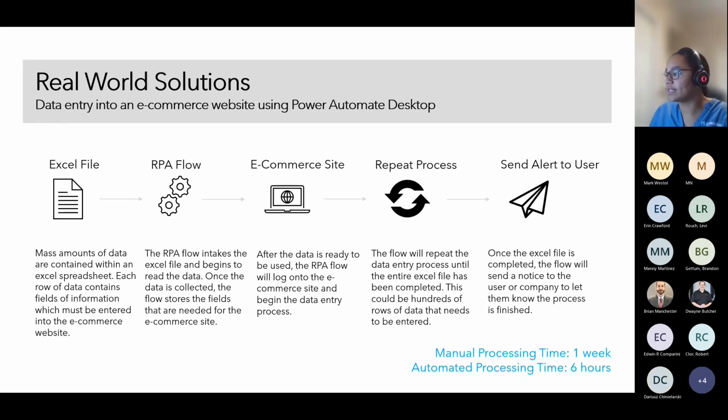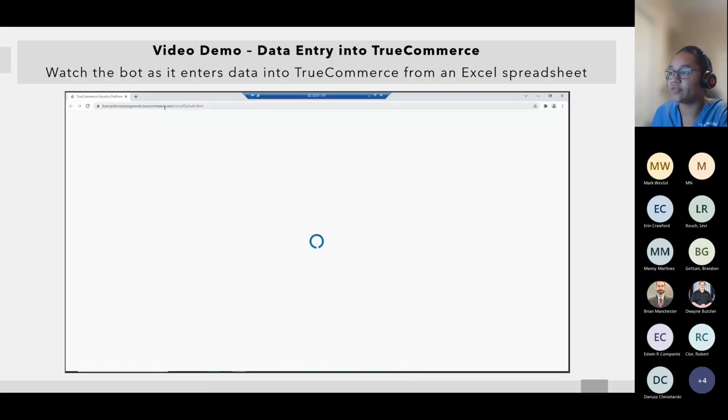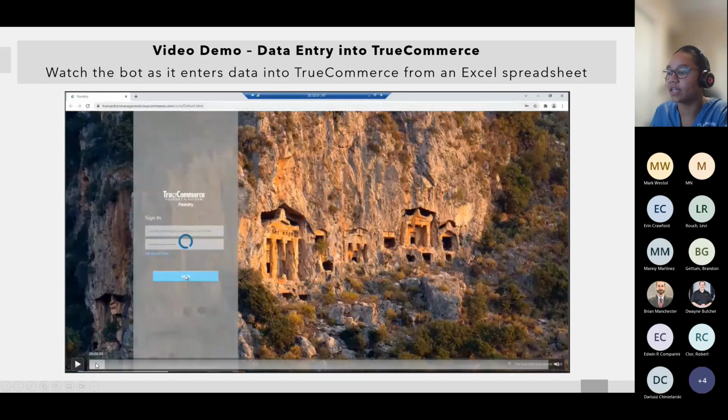As you can see on the bottom here, the manual processing time for two people was about one week, and we were able to bring that down to about 6 hours in total. So they were able to deliver on time, and like I said, they had a 100% success rate. I will now play this video for you, and I'm going to let you know what's happening here.